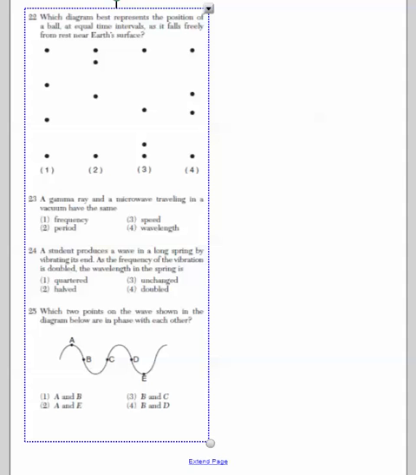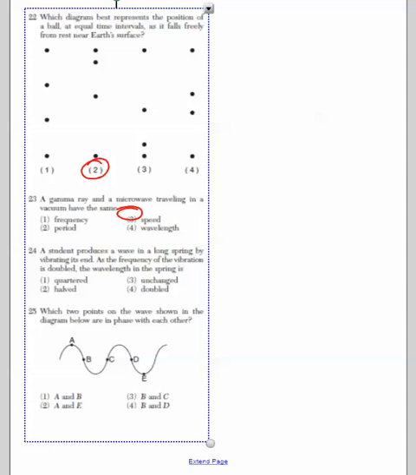In 22, we're looking at a ball that falls freely towards the Earth's surface, and we know it's going to accelerate. From a dot diagram standpoint, we know that the distance is going to increase, so that's choice 2. 23, a gamma ray and a microwave traveling in a vacuum, so it has the same material. If it has the same material, it'll have the same speed.